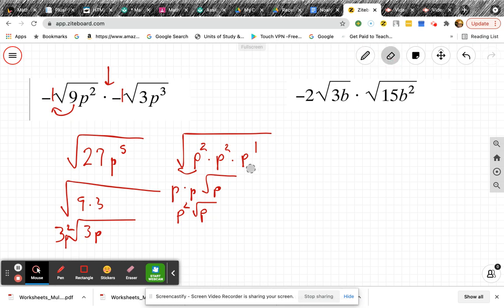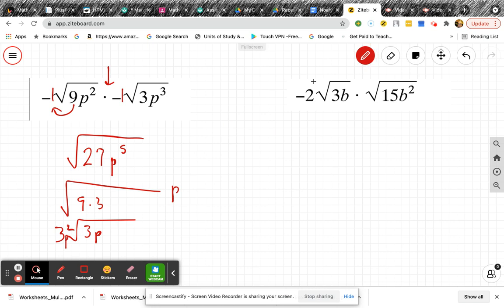Okay, for the second one. Again, we want to multiply the numbers that are in front of the radicals. That's a -2 times 1, so that would be a -2. Then we're going to multiply the numbers inside. 3 times 15 is 45. Then we're going to multiply the variables. B times b squared is b to the third. Remember, we add the exponents for those. So we have this. Are we done?